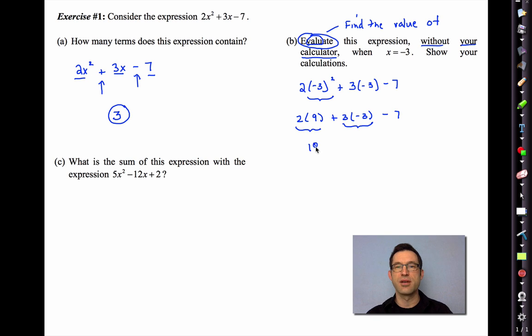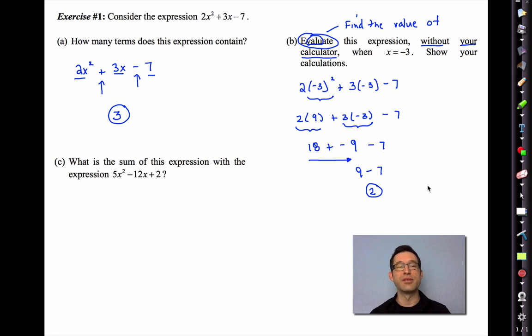So 2 times 9 is obviously 18. 3 times -3 is -9. And then we have -7. Now everything from here on out is addition and subtraction, so we just have to do it left to right. 18 plus -9 is positive 9, and then 9 minus 7 is a positive 2. So that expression has a value of 2 when x equals -3.